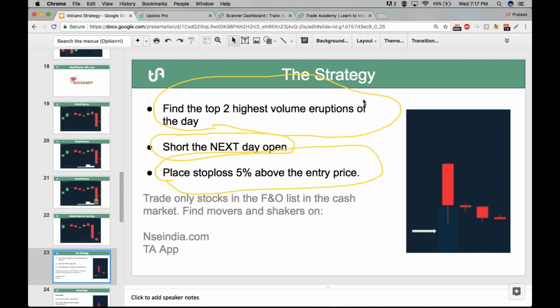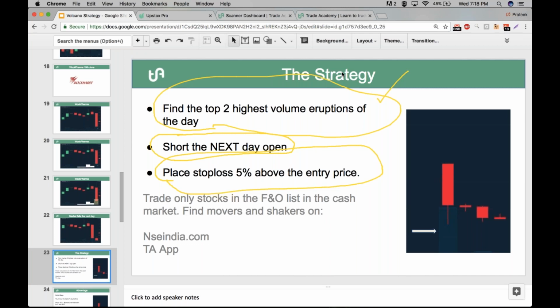Now, let me ask a question here. Let's suppose the market's average volume is 100 and today the market's volume is 400. How many times has the volume gone up today? If the average is 100 and today it's 400 volume, how many times has the volume gone up? Great. 4 times. Very nice. So we can say there is a volume eruption. Now what stocks do we scan?